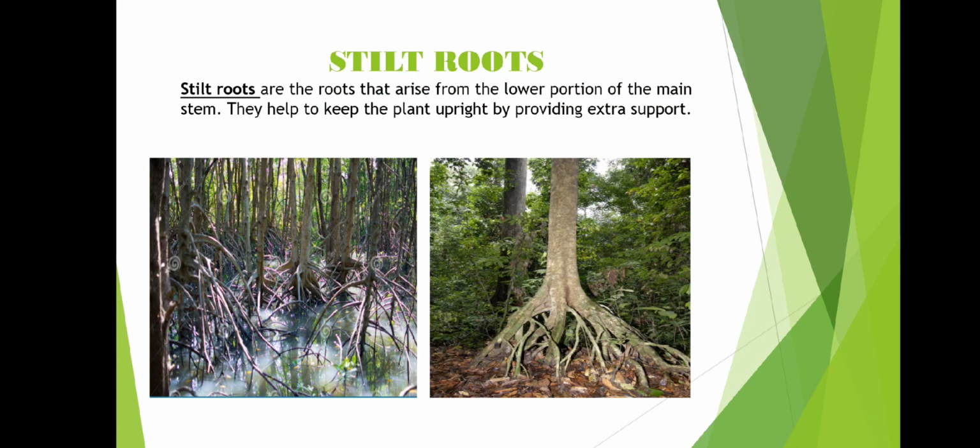Stilt roots. Stilt roots are the roots that arise from the lower portion of the main stem. They help to keep the plant upright by providing extra support. So, ang stilt roots naman is doon siya nakakabit or nakaduktong sa pinaka main root ng halaman or puno na nagbibigay din ng karagdagang suporta upang mapanatiling nakatayo yung halaman.